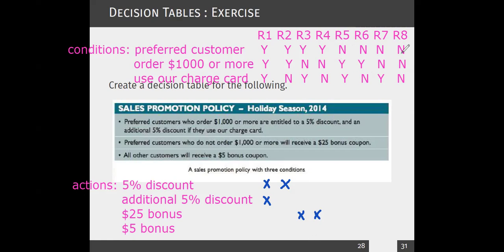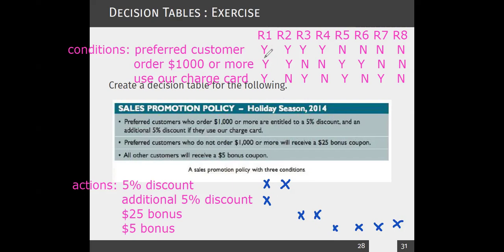Then the rest of the cases, you are not a preferred customer. So if you are not a preferred customer, then it's just a 5% bonus. So all these will be 5% bonus, right? Agreed? Read and see.